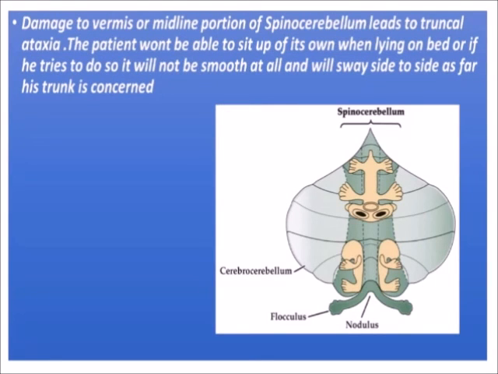Damage to the vermis or midline portion of the spinocerebellum leads to truncal ataxia, since the trunk is very close to the vermis. The patient won't be able to sit up on his own when lying on bed, or if he tries to do so, it will not be smooth at all and will sway side to side as far as his trunk is concerned.